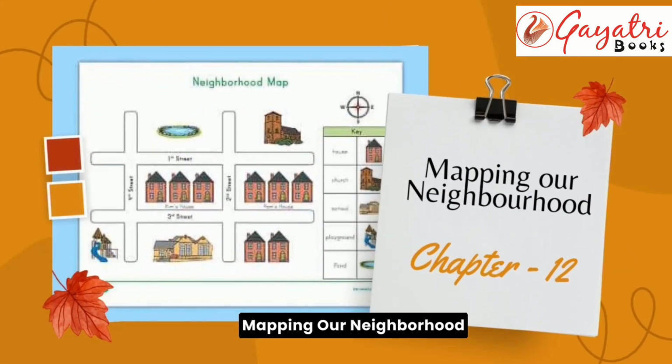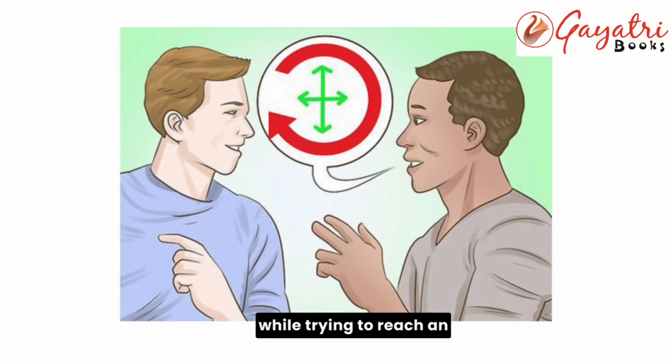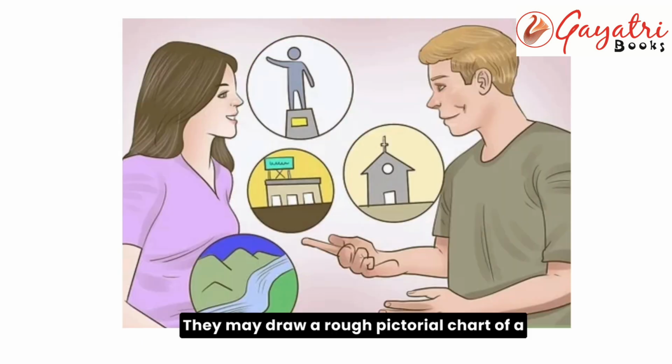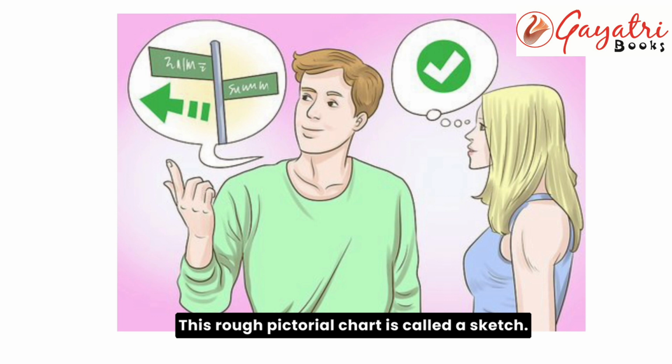Mapping our neighborhood. While trying to reach an unvisited destination, you ask people for directions. They may draw a rough pictorial chart of a place on a paper to show you the way. This rough pictorial chart is called a sketch. In the sketch, measurements and distances are not accurately marked.